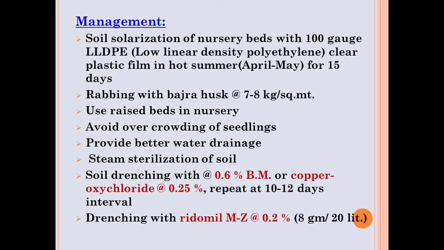Then steam sterilization of soil is possible, and after the emergence of this disease, we can also control this disease by soil drenching with fungicides like Bordeaux mixture, copper oxychloride, Ridomil Gold. These are some fungicides which were found effective for management of this disease.